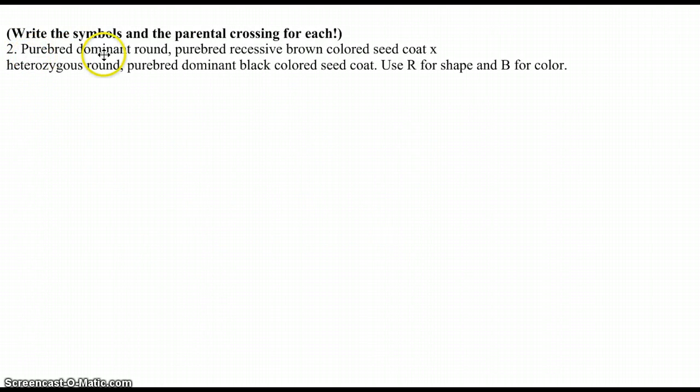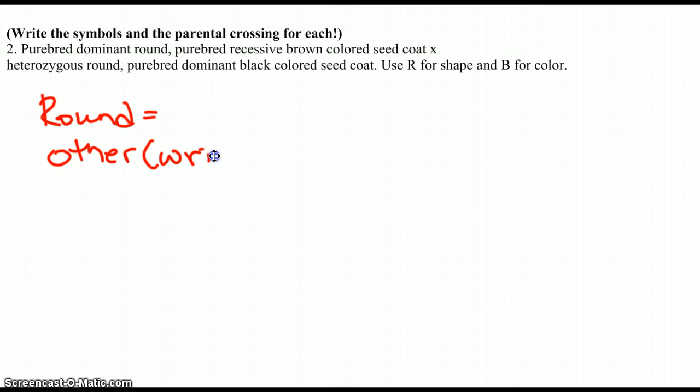Here I've got a purebred dominant round, purebred recessive brown. So I've got round and brown, and pure means homozygous. Then I've got round again, and I have black. Well, I don't know what my contrasting trait is for the shape, because I'm going to use R for shape and B for brown. So I'm going to put round, but I don't know what the other is. If I don't know it's wrinkled, which usually round and wrinkled are contrasting, I could just put other. But I know from doing problems that my recessive trait is going to be wrinkled. But again, if you don't know, just put other, and that's perfectly fine.